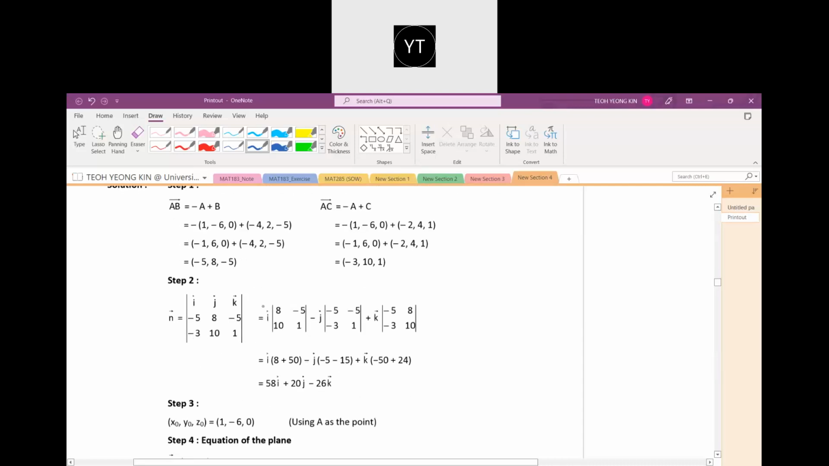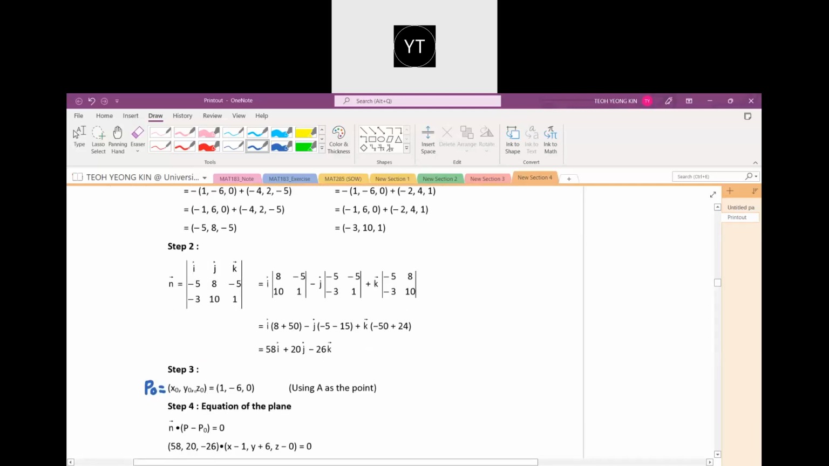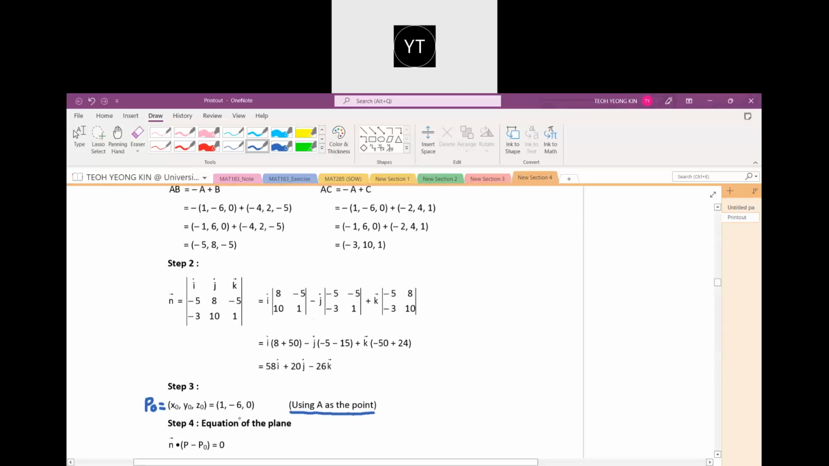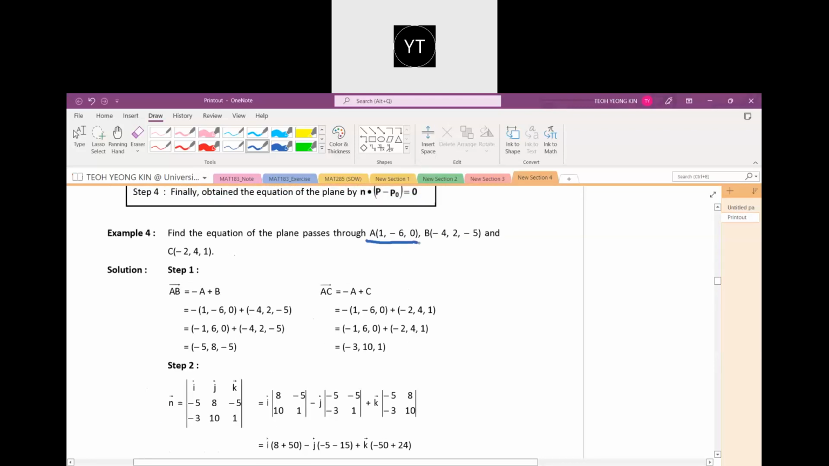X naught, Y naught, and Z naught, this is our P naught. Here is our P naught. In this case, using A as the point, which is 1, negative 6, and 0. Here, 1, negative 6, and 0 is our P naught.